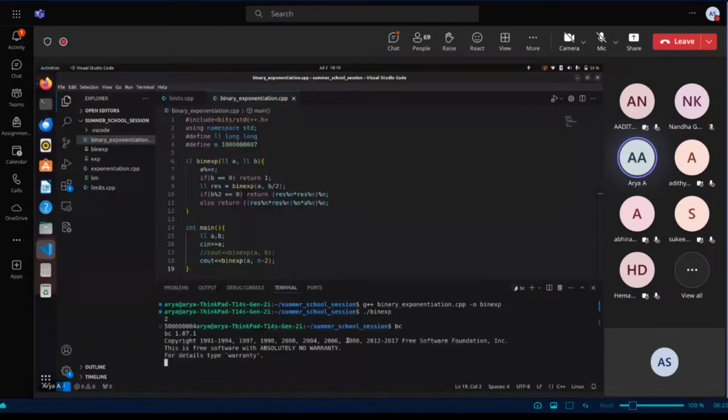So as you know, if in case this is the modular inverse, then this into this modulo 10 power 9 plus 7 must be 1. So let us see if that is true. So this into 2 modulo 10 power 9 plus 7 must be 1, and it is 1. So definitely this is the modular inverse.